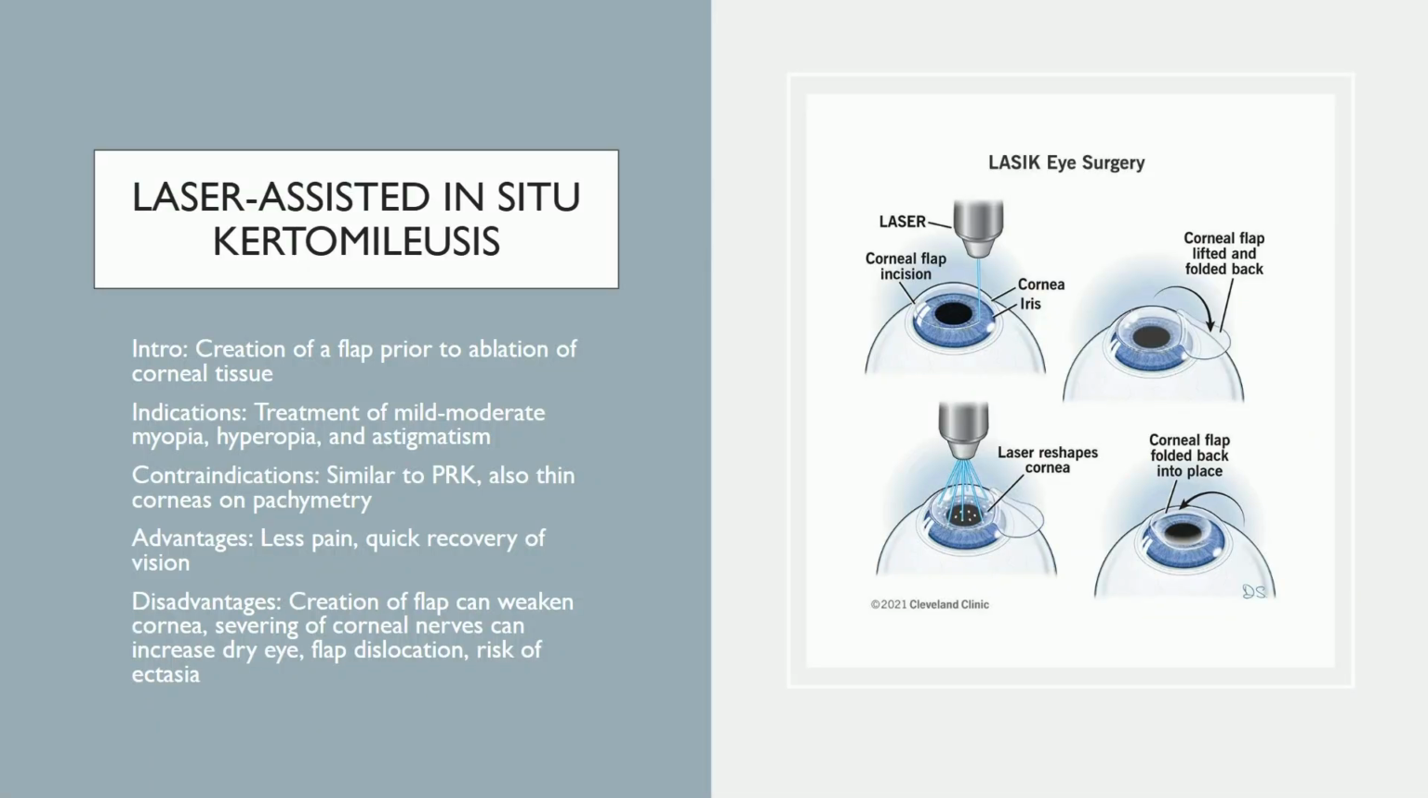So this is LASIK, slightly different than PRK. Like I stated, you create a flap of the corneal tissue, you lift the flap up, and you perform the laser treatment to ablate the cornea in the desired pattern. Similar to PRK, it's treating mild to moderate myopia, hyperopia, and astigmatism. All the contraindications are very similar.